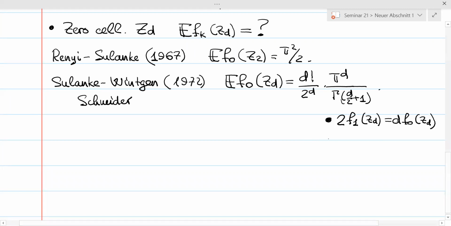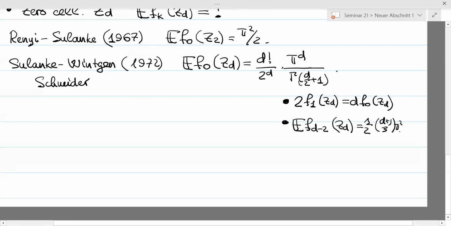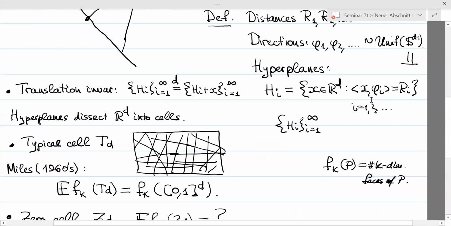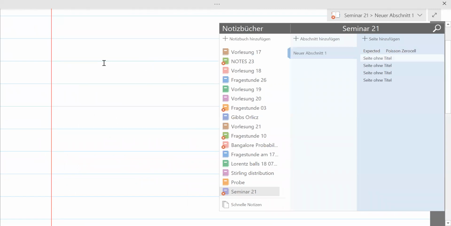And finally, from some recent work, one can also deduce a formula for the expected number of d minus 2-dimensional faces. And it turns out to be 1/2 times the binomial coefficient (d plus 1 over 3) times pi squared. It can be deduced from some recent works. But all the other values were not known as far as I know. And the aim of this talk is at least to state the corresponding formula.